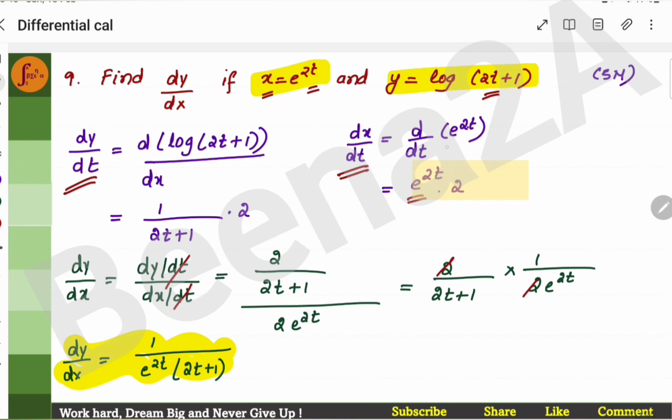So first you'll have to find the derivative. Assume that it is e to the power x. What is the derivative of e to the power x? e to the power x itself. But instead of x we have 2t, right? We put 2t as is. Then we find the derivative of 2t. What is the derivative of 2t?